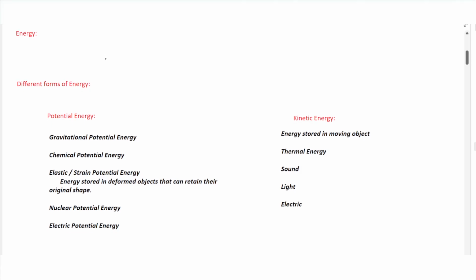Energy is defined as the ability to do work, and it is also in joules. So we can say that the work is equal to the energy, or the change in energy, or the transfer of energy. So work in joules is equal to energy also in joules. There are many forms of energy. There are potential energy types and kinetic energy types. Types of potential energy are gravitational, chemical, elastic, nuclear, and electric potential energies. The gravitational potential energy is the work done against gravity. Chemical energy is the energy stored in an object that can be released by chemical reaction. Elastic or strain energy is the energy stored by a deformed object and can be released when the object returns to its original shape.